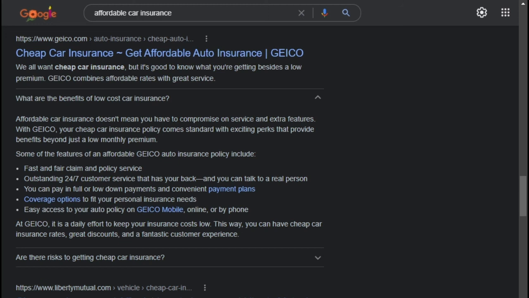With GEICO, your cheap car insurance policy comes standard with exciting perks that provide benefits beyond just a low monthly premium. Some of the features of an affordable GEICO auto insurance policy include fast and fair claim and policy service.